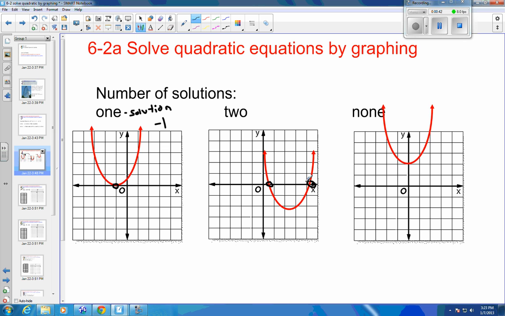Here we have 2 solutions. We cross the x-axis at 2 places. The first solution is somewhere between 0 and 1, so we'll estimate this as being at 1/2. And the other solution is up here, so this is 1, 2, 3, 4, and let's estimate it at 4 1/4. So there would be our 2 possible solutions for this one. And this one we don't cross the x-axis, so there are no solutions to this quadratic.